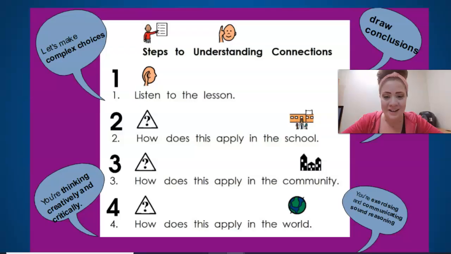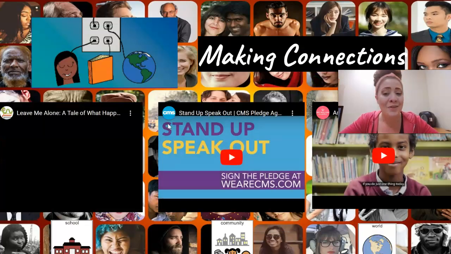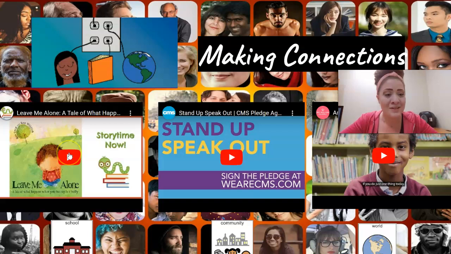Next, we are going to make some connections. Do you remember your steps for understanding connections? Step number 1, listen to the lesson. Step number 2, how does it apply in school? Step number 3, how does it apply in the community? And step number 4, how does it apply in the world? Let's make these connections together. The first connection is how does it apply in school? We are going to watch a video about how you can stand up to bullies in your school.